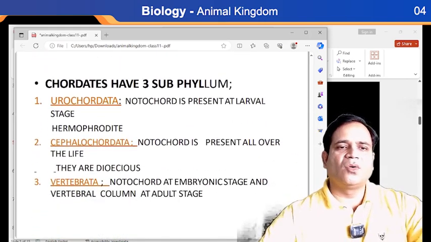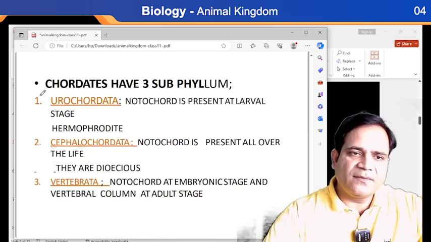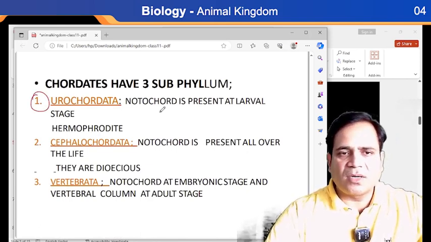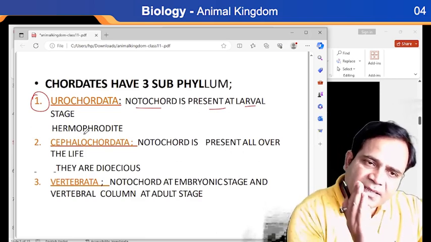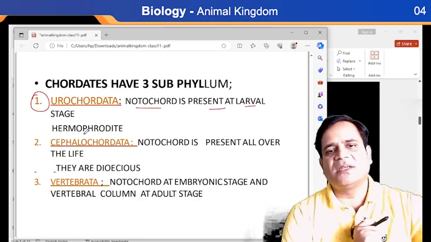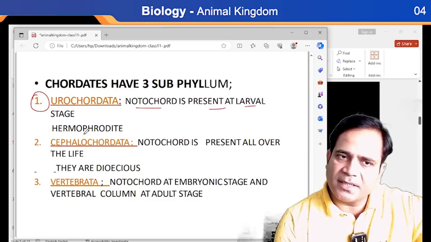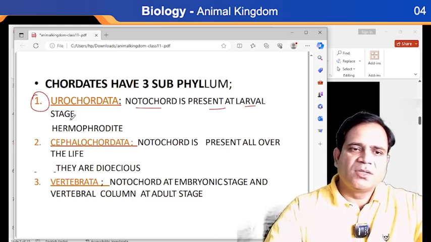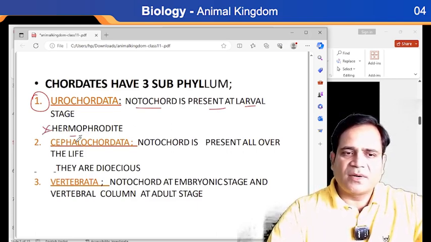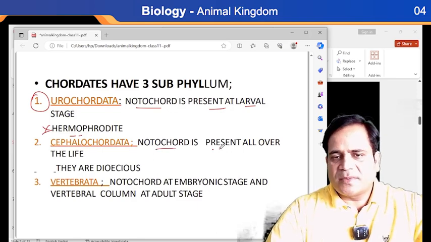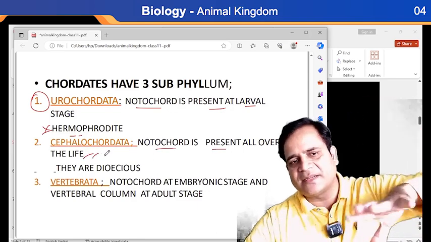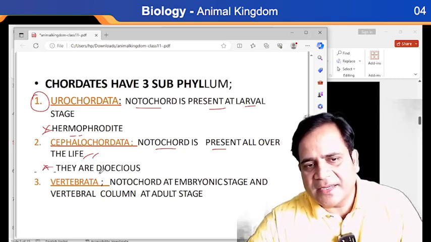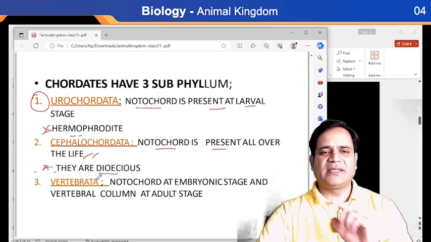Now see. Here the Chordata have three subphyla. You know that: Urochordata, Cephalochordata, and Vertebrata. Check here. Urochordata. Urochordata means what? Notochord is present at larval stage. If the notochord is present only at the larval stage, that is known as Urochordata. So this one is what? Basically hermaphrodite. Cephalochordata, notochord present all over the life. पूरे लाइफ क्या रह जाते हैं? नोटोकॉर्ड प्रेजेंट रह जाते हैं. ये जनरली होते कैसे हैं? Dioecious. It means what? Single sexed.